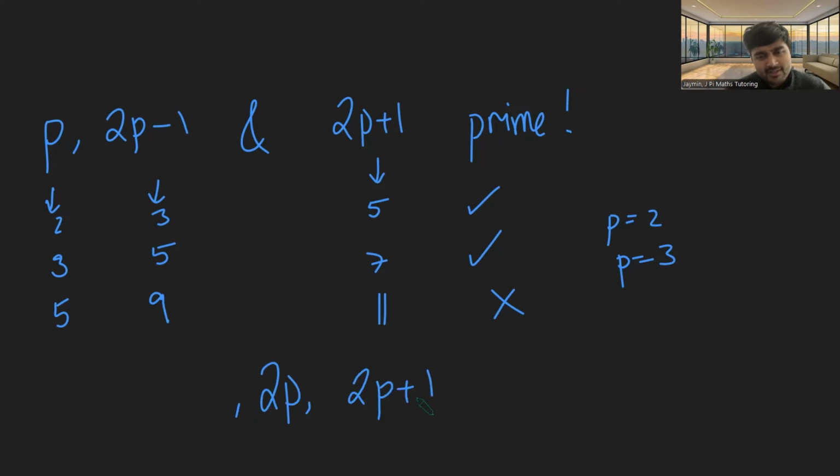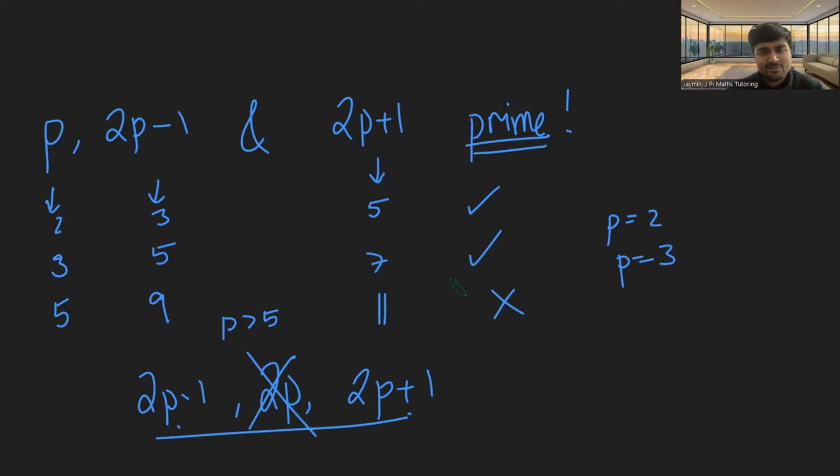But 2p is sandwiched in between 2p minus 1 and 2p plus 1. And since this is a string of three consecutive integers, one of them has to be a multiple of 3, and we've just said it's not 2p, because we're assuming, again, p is bigger than 5. So that means one of these guys here must be a multiple of 3, which maybe is going to be cause for concern because it's supposed to be prime. So what's the only multiple of 3 that's prime? It's 3.